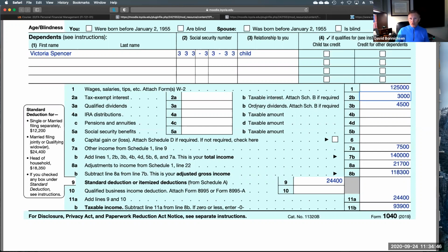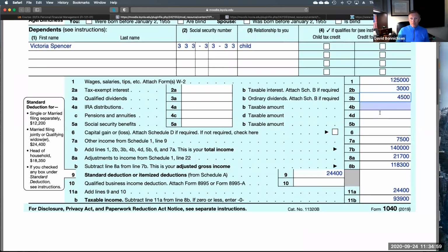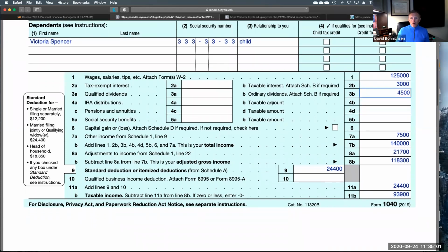Moving our way down the line to ordinary dividends. They receive dividends from their investment accounts in the amount of $4,500. So the ordinary dividend amount goes in that line item. Now, we don't have anything related to IRA distributions, pensions and annuities, no Social Security benefits. We don't have any information related to any sort of gains or losses on their investments throughout the course of the past year, so nothing goes there.